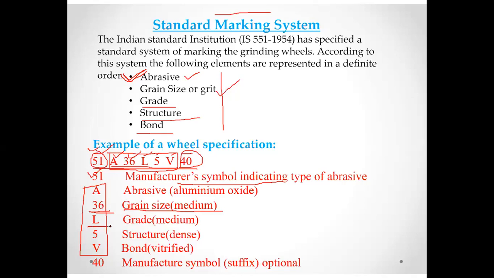And next is the grade. L is nothing but grade. Grade is nothing but the strength of the grinding wheel. Normally soft grinding wheels cannot be used for hard material. L is medium. In that, A to Z is indicated, as we saw last class.